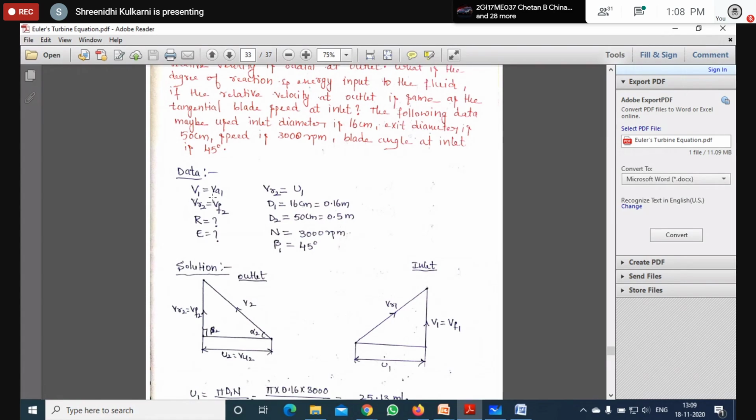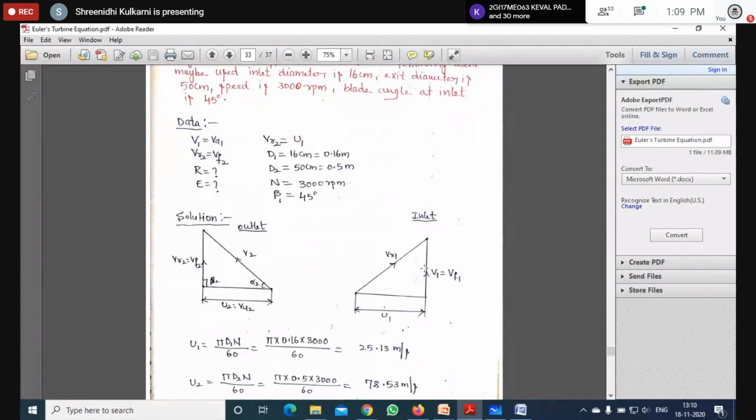See, V1 is equal to VF1 means whatever we have as VU1 is completely zero, because V1, the absolute velocity, is falling on VF1. So alpha 1 is equal to 90 degree. So V1 is equal to VF1 and VU1 is equal to 0. This is the inlet velocity triangle.